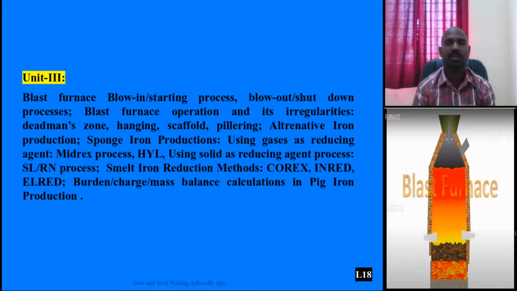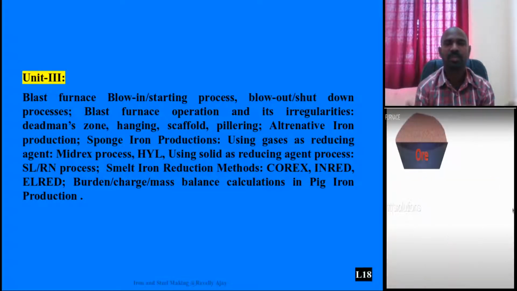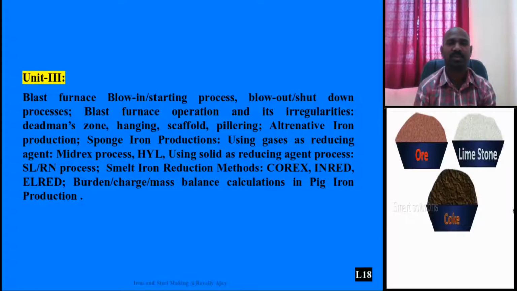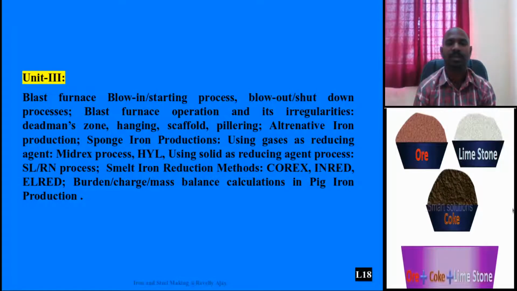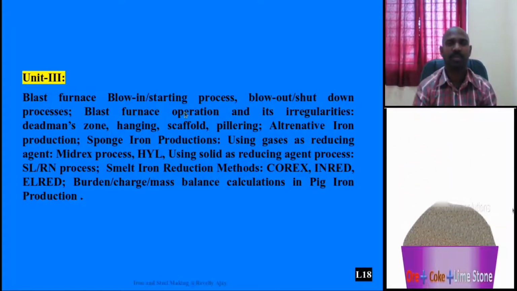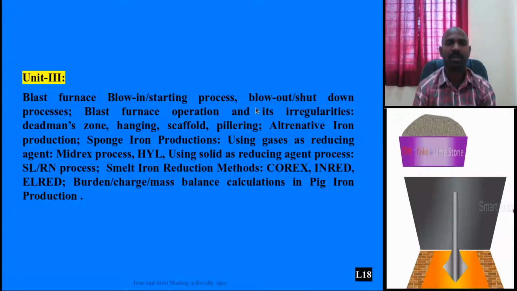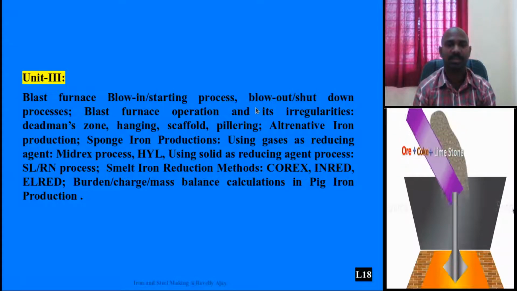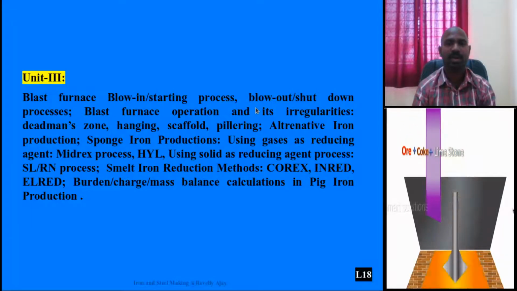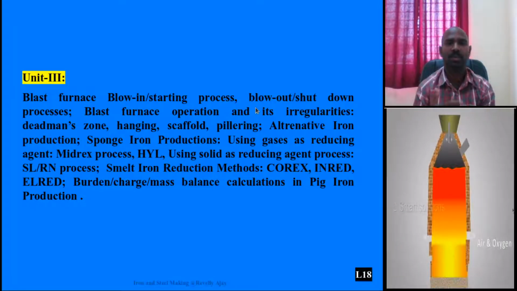Welcome to lecture 18. Today I am going to brief in this particular lecture 18 about unit 3. The syllabus of unit 3 is blast furnace blow in or starting process and blast furnace blow out, meaning shutdown process. Another thing is what are the difficulties and problems that arise during the blast furnace operations, such as dead man zone and hanging, scaffold, pillaring, chilling of the earth. Many problems will be discussed.